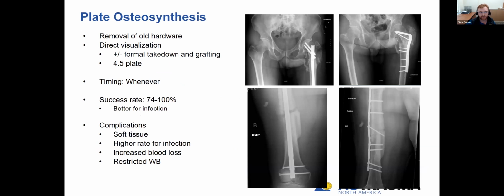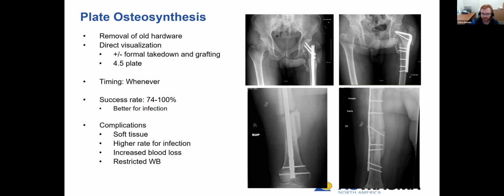Next, plate osteosynthesis. We're going to remove the old hardware. We're going to look directly at the non-union. We're going to do a formal takedown and grafting, and we're going to apply a plate. That plate can be applied in compression. You can even put screws across the fracture for lagging through the plate.